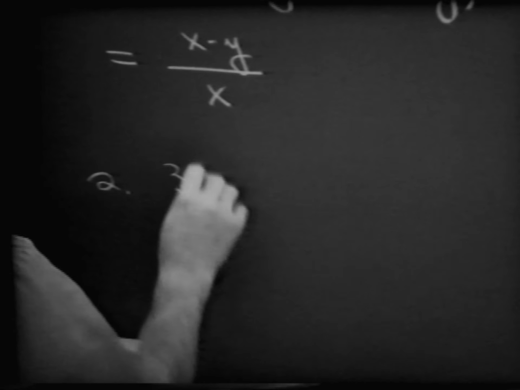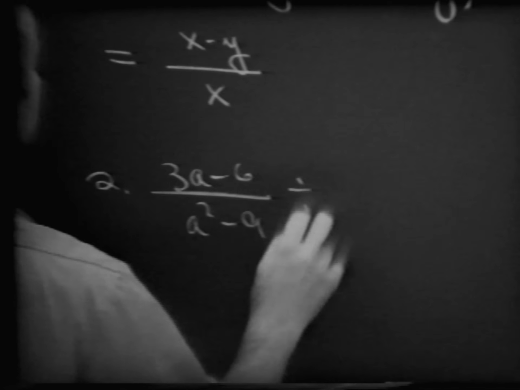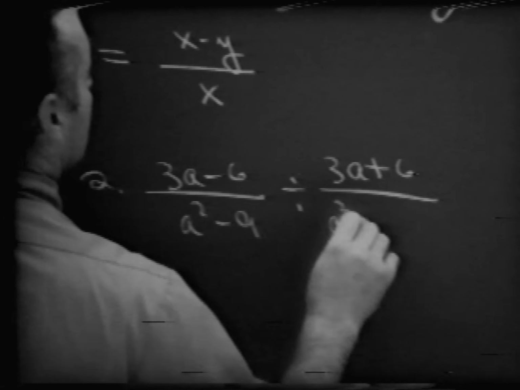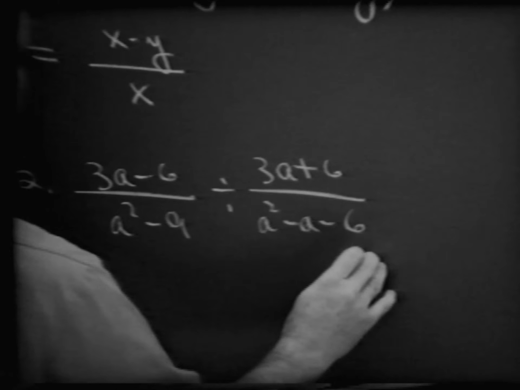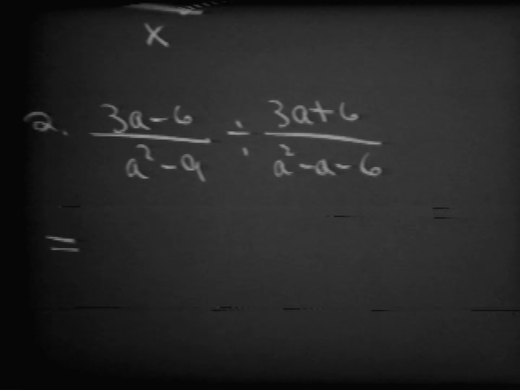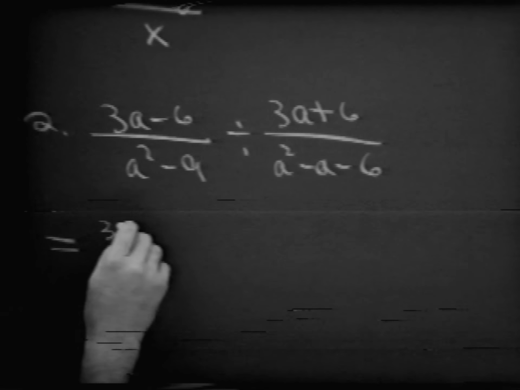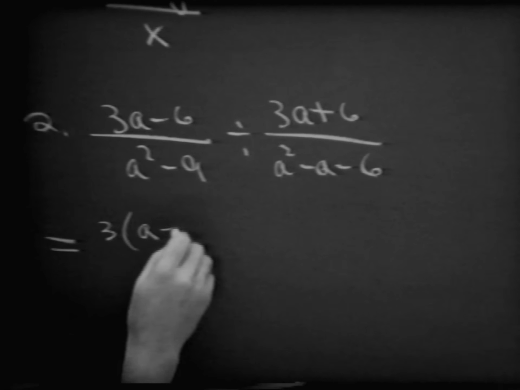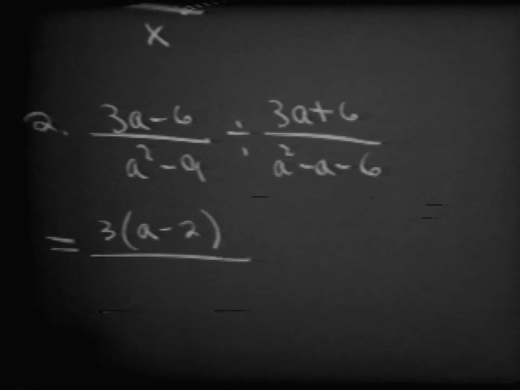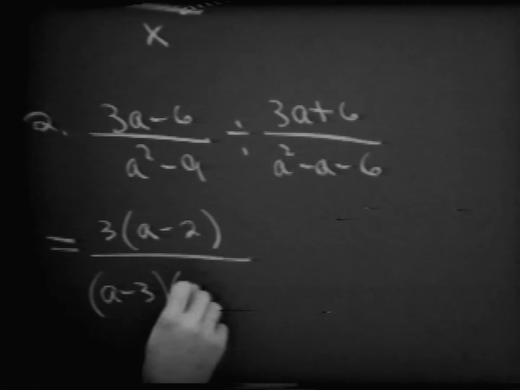Suppose we had something such as 3a minus 6 divided by a squared minus 9. All of this then is divided by 3a plus 6 all over, well, let's say we have a squared minus a minus 6. And let's see what we can say about this in our numerator. Well, who would like to start and see where we can go? Michael? Well, you can take out a 3, so you have 3 times an a minus 2, all right, divided by a minus 3 times an a plus 3.